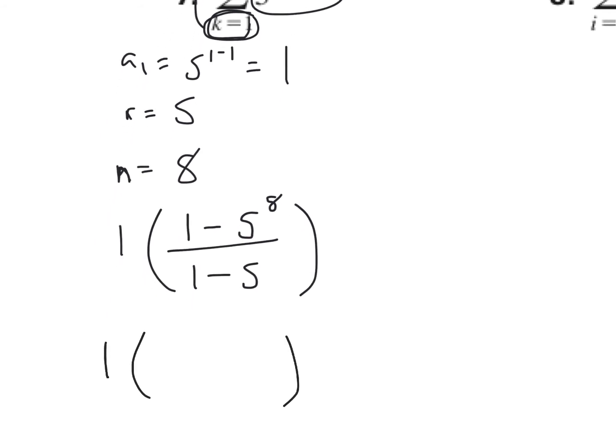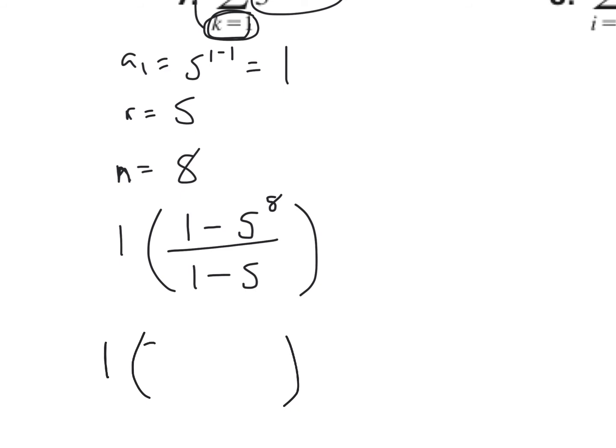So I'm going to do the top of my parentheses first. So 1 minus 5 to the 8th power. Be careful when putting it in your calculator. You could do it all at once, but just make sure you're using parentheses when you put it in your calculator.